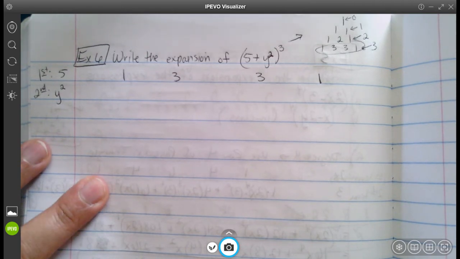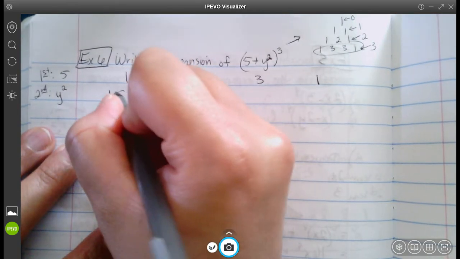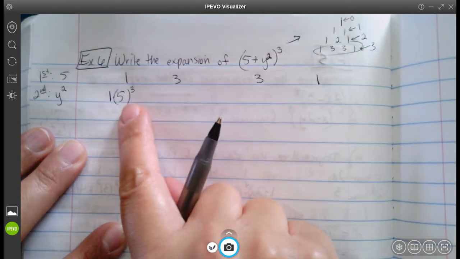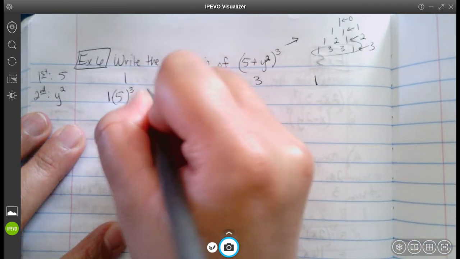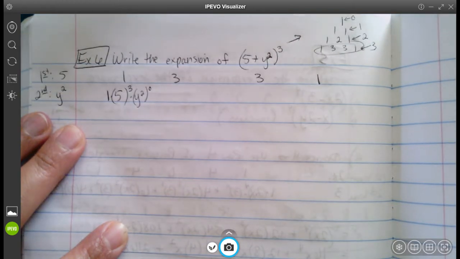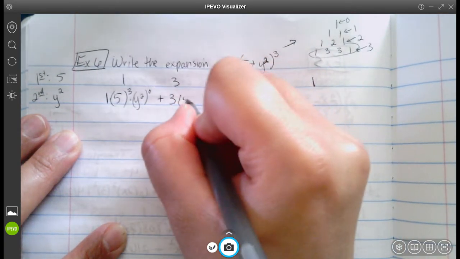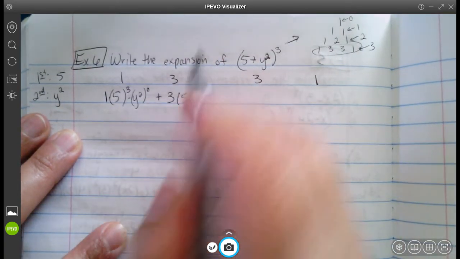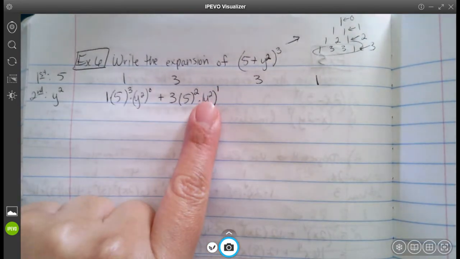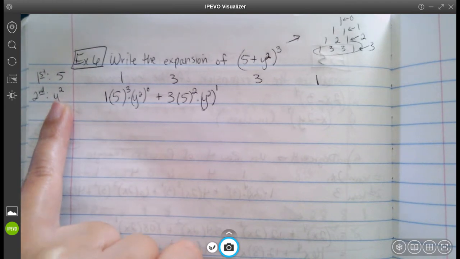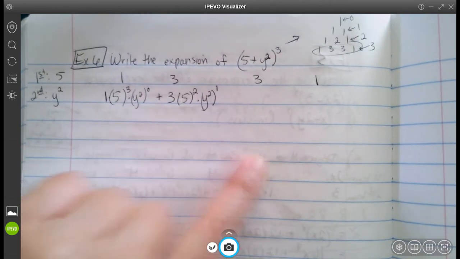Let's begin. For the first term, we're going to have a 1 because that's the first coefficient. So 1 times 5 to the 3rd power, because that is the leading degree here, times y² to the 0 power, because we have to go backwards with the second term. Plus 3, there's my coefficient, 5², we're descending, okay, times y² to the 1st power. So again, be careful here because I know there's a power here, but we still have to raise that power to whatever degree it falls under in its place here, okay?